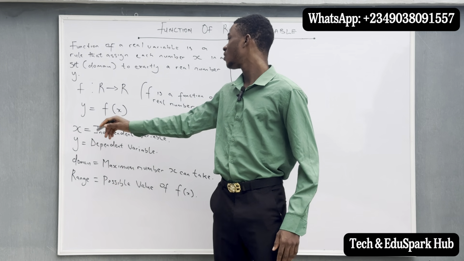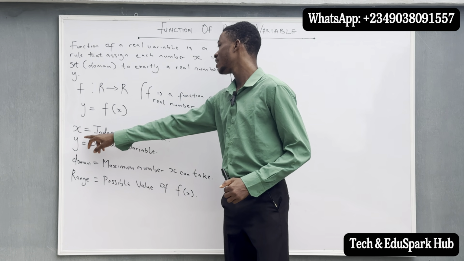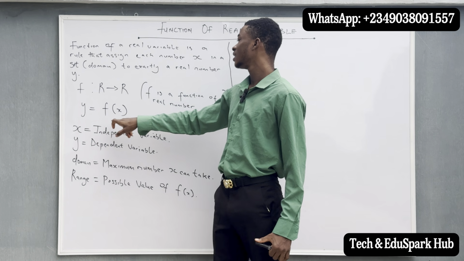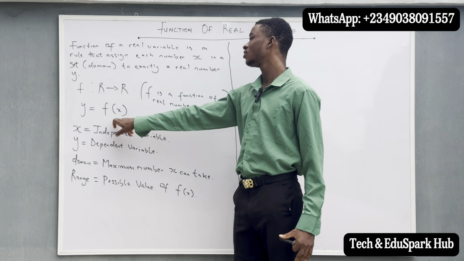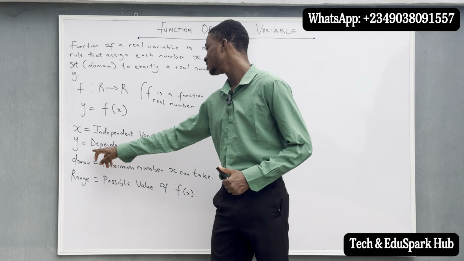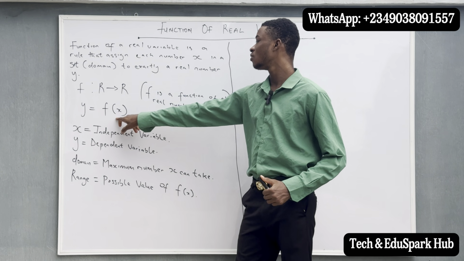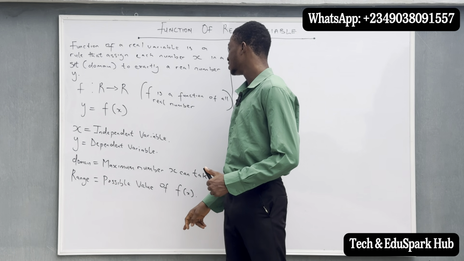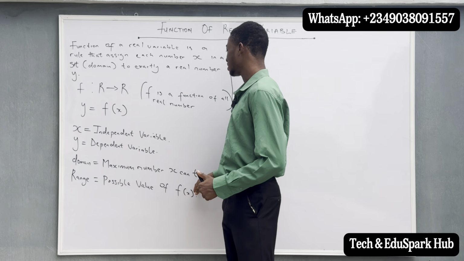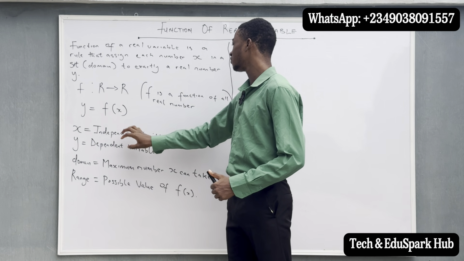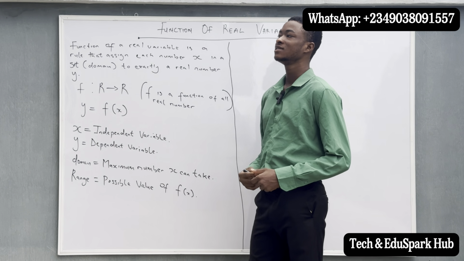So you can see we have y equal to f of x, where x is the independent variable, which means the value of y depends on x, because x is independent, but y is a dependent variable. So the number of y depends on the value of x. And we have the domain, which is the maximum number x can take. And lastly, we have the range. The range is the possible value of this f of x.